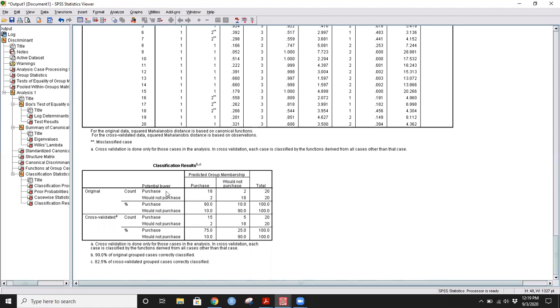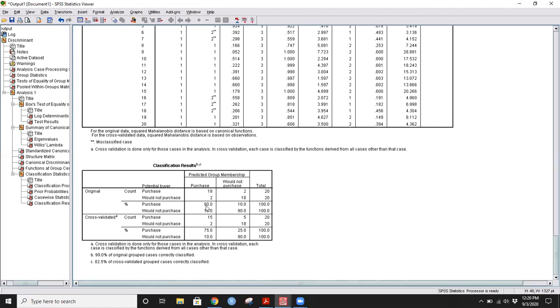That means in the total purchasers originally, that is 20, my analysis has correctly predicted purchasers as 18 and incorrectly classified 2 customers as non-purchasers. That means how many cases have been correctly classified? 18 upon 20 into 100. So what would that be? So that would be 90%. So 90% of the total purchasers have been correctly predicted by your discriminant function analysis.